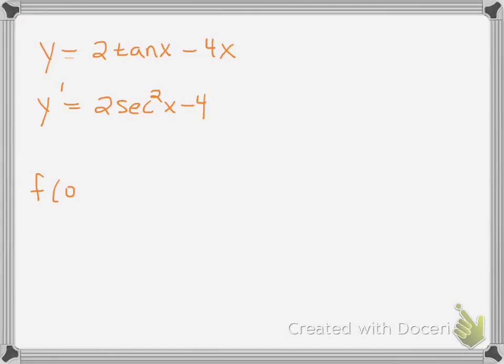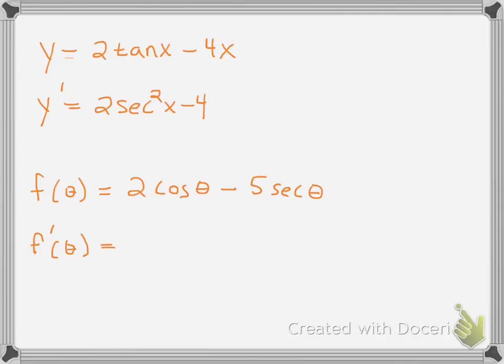Alright, next function that we're going to look at is going to be f of theta is equal to 2 cosine theta minus 5 secant theta. Now, these are both trig functions. They both have constant terms in front of them. Just take the derivative of cosine, take the derivative of secant. You'll have a 2 in front of the derivative of cosine. You'll have a 5 in the front of the derivative of the secant.